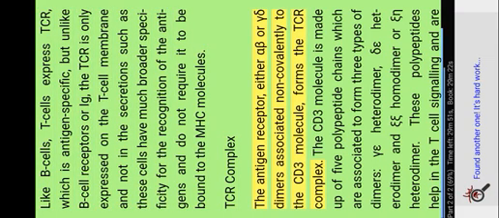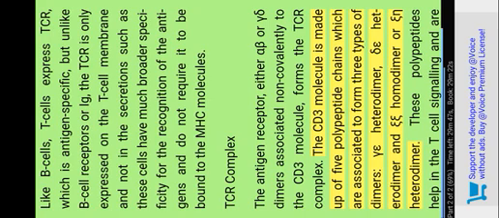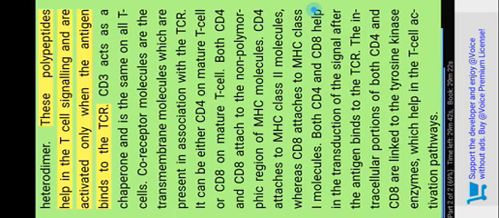TCR complex. The antigen receptor, either alpha-beta or gamma-delta dimers, associated non-covalently to the CD3 molecule, forms the TCR complex. The CD3 molecule is made up of 5 polypeptide chains which are associated to form 3 types of dimers: gamma-epsilon heterodimer, delta-epsilon heterodimer, and zeta-zeta homodimer or zeta-eta heterodimer. These polypeptides help in the T cell signaling and are activated only when the antigen binds to the TCR. CD3 acts as a chaperone and is the same on all T cells.